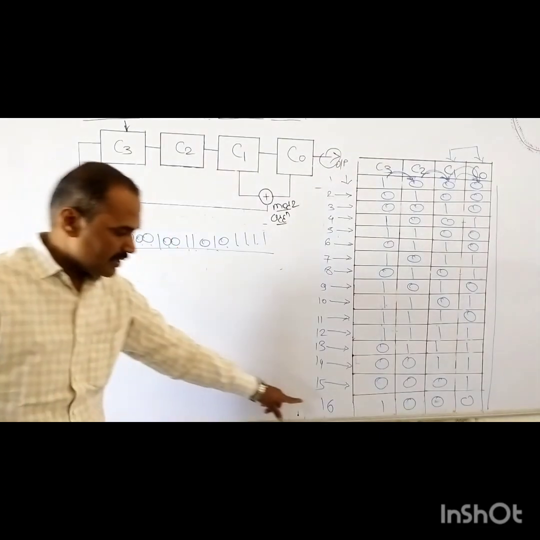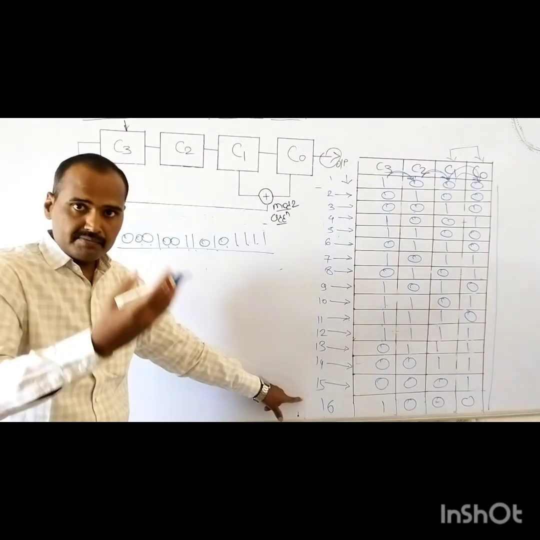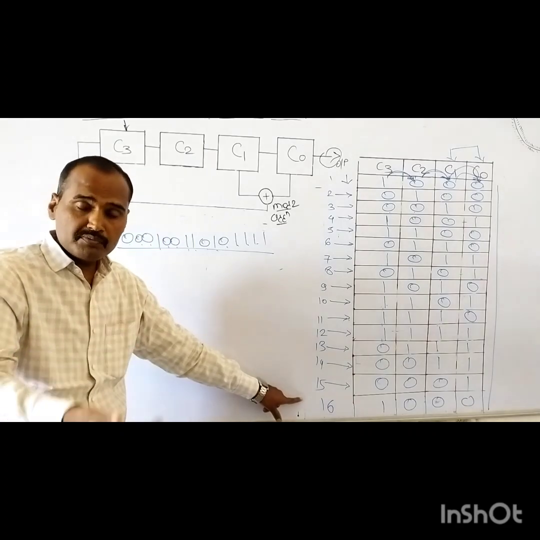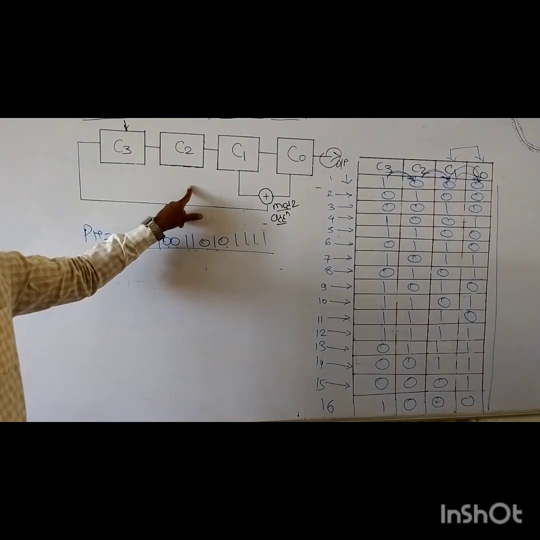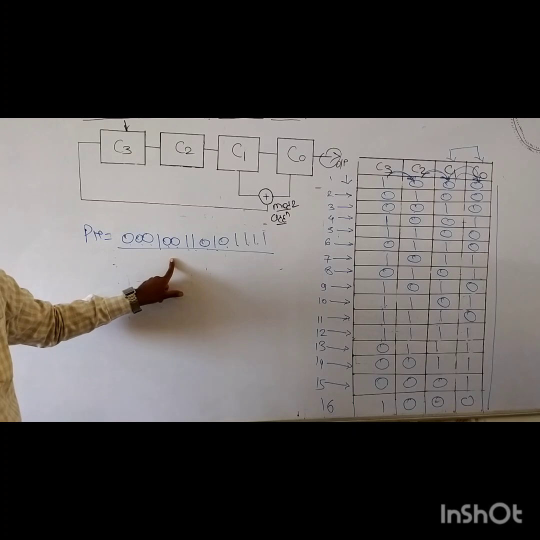When we apply clock number 16, the same code will be generated out of these 4 shift registers. So in this way it consists of 15 different bits, and in this way the total period is being defined.